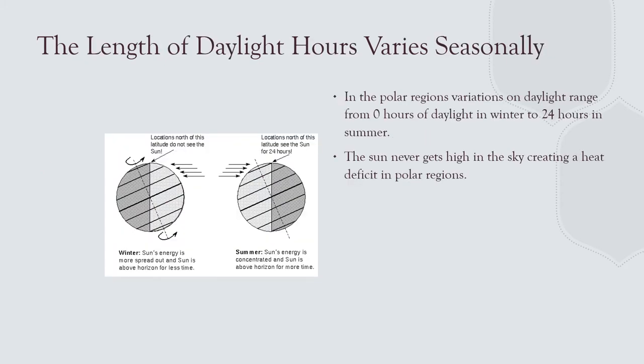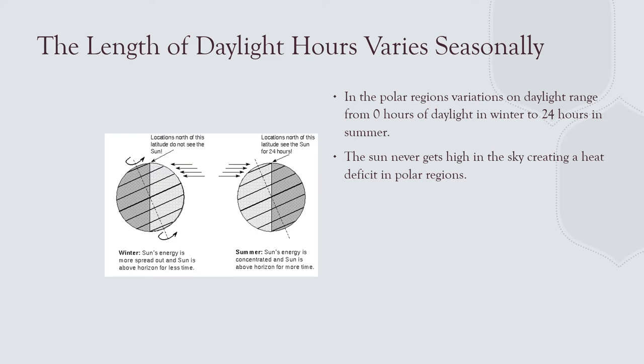The length of day varies seasonally. During the winter, we have in the northern hemisphere shorter days. You can see more of our planet is in the darkness in the northern hemisphere than in the light. Earth spins 15 degrees per hour, so we have less time with the sun in the sky in the winter. In the summer, more of the Earth is in the lit part of the planet, and you can see days are longer, more direct sunlight.